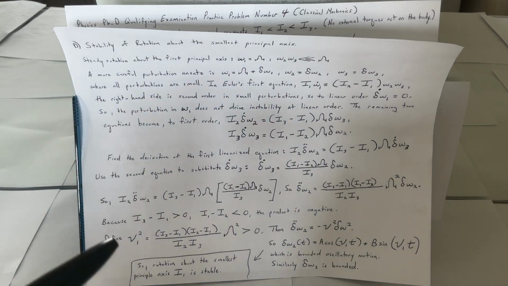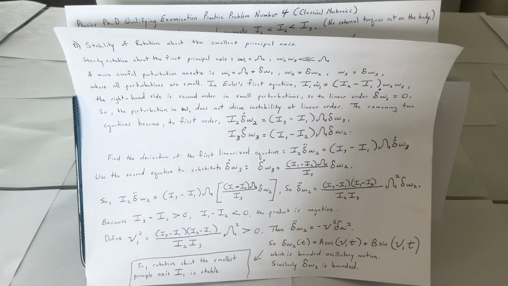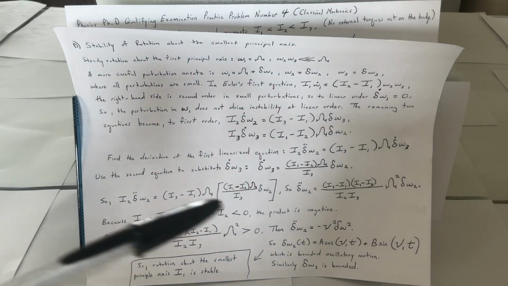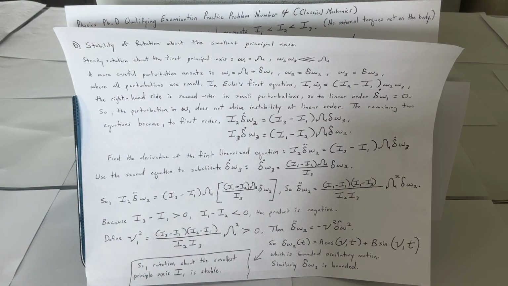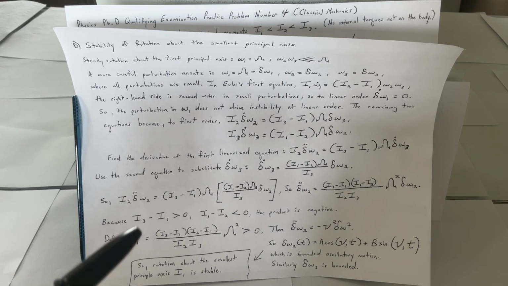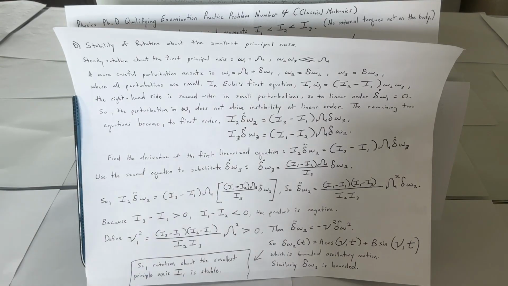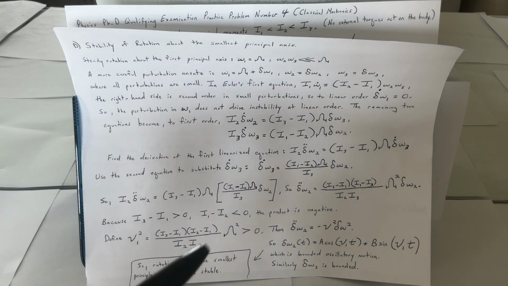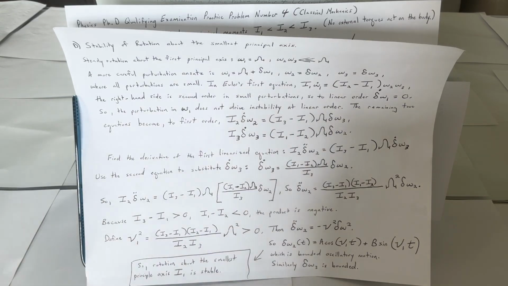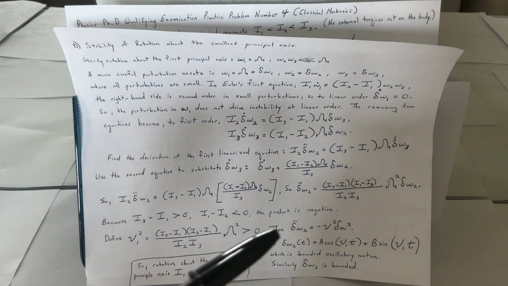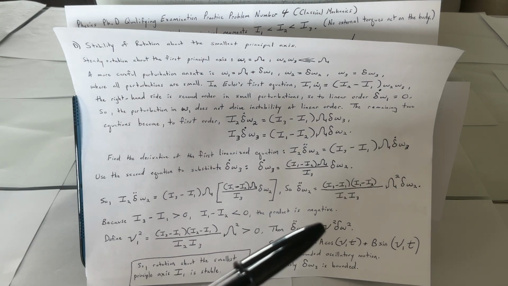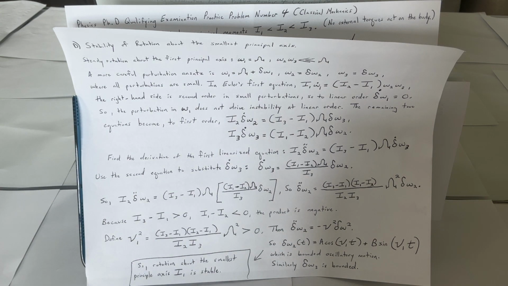Okay, and because I sub 3 minus I sub 1 is greater than 0 and I sub 1 minus I sub 2 is less than 0, the product of those has to be negative. And we could define here this nu sub 1 squared that equals quantity I sub 3 minus I sub 1 times quantity I sub 2 minus I sub 1 over I sub 2 I sub 3 times capital omega squared, and that is greater than 0. So then this delta double dot omega sub 2 equals negative nu squared delta omega sub 2. Okay.